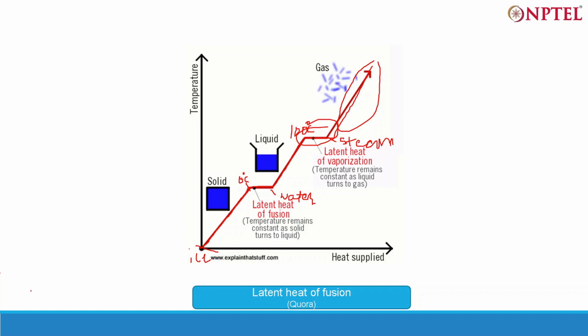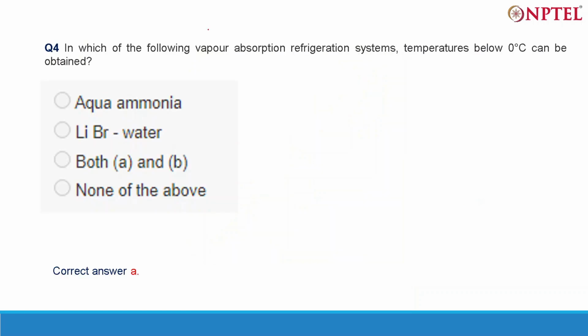Okay, now move to the next question. In which of the following vapor absorption refrigeration systems can a temperature below 0 degrees C be obtained? So basically it's aqueous ammonia, not lithium bromide. With lithium bromide it can't go below 0 degrees C. So the correct answer is aqueous ammonia.